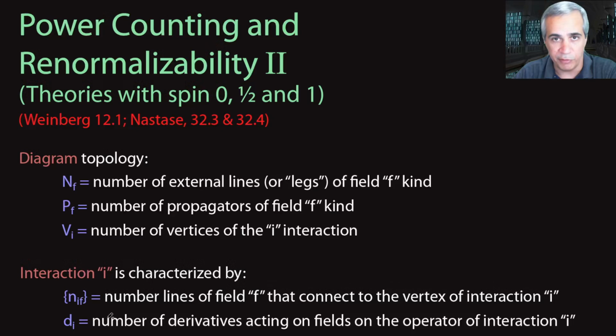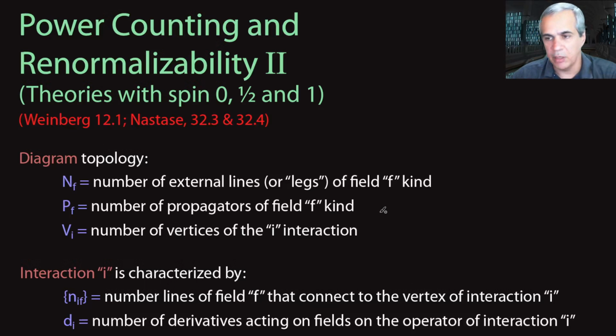Also, I want to know for each interaction how many derivatives are involved in the interaction. We know that it's possible to write derivative terms in the Lagrangian, and that those derivative terms introduce powers of momentum in my vertices. And of course, that's important. These powers of momentum are important for my power counting. If I want to know if diagrams are converging or diverging, that's an important piece of information.